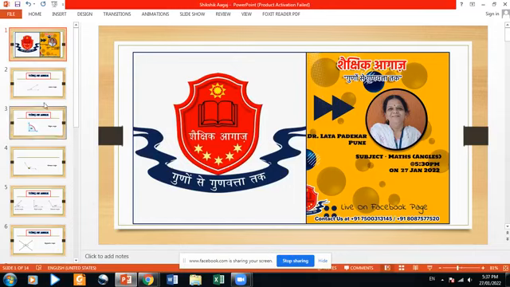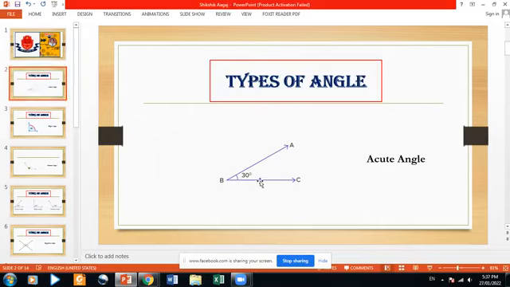So, when we are learning types of angles, there are different types of angles. Initially we know that we need rays to form an angle. When there are two rays whose origin is one, at that time there is formation of an angle.